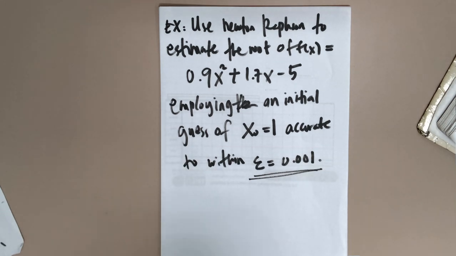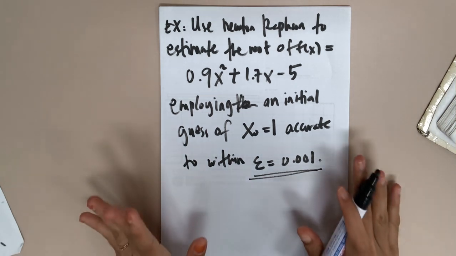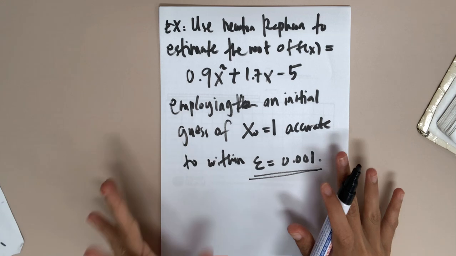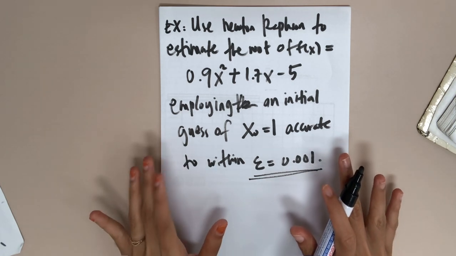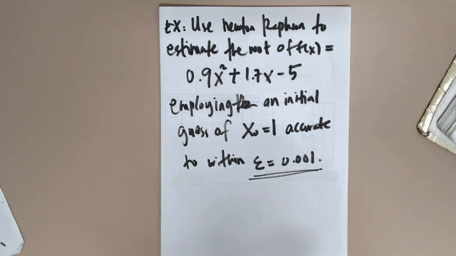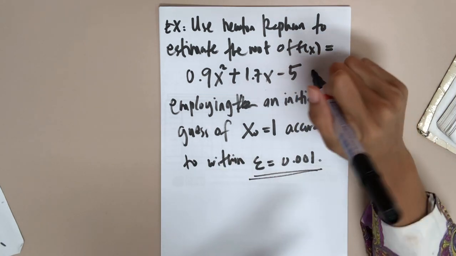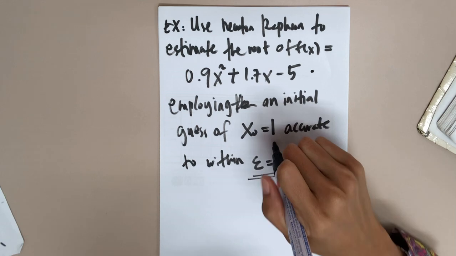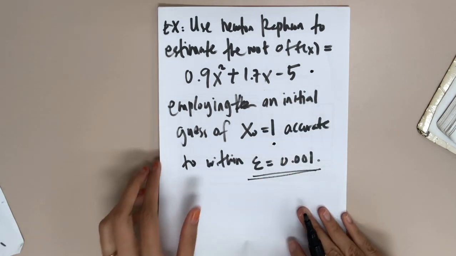Okay, alright. So this is the question. The question asks you to use Newton-Raphson to estimate the root of f(x). The given here is 0.9x squared plus 1.7x minus 5, employing an initial guess of x0 equal to 1, accurate to within the error. So there are 3 things given here. The first one is f(x), the equation itself, the second is the initial guess, and the third one is the error.